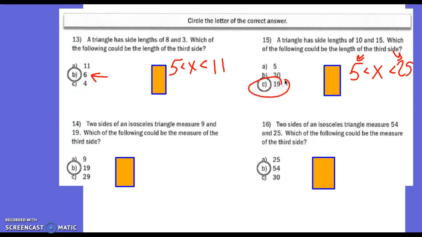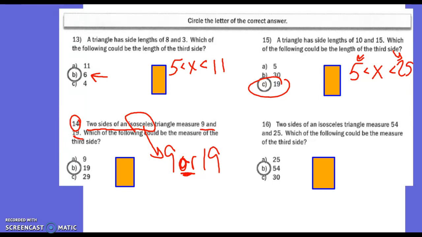The only one that is a trick really of all these is number 14, because it says you have two sides of an isosceles triangle. Measure 9 and 19. Now remember, isosceles means you have to have two equal sides. So another side has to be 9, or another side would have to be 19. Okay, so how do we decide which one it is? If it's isosceles, another side has to be 9 or 19. How do we decide which one?